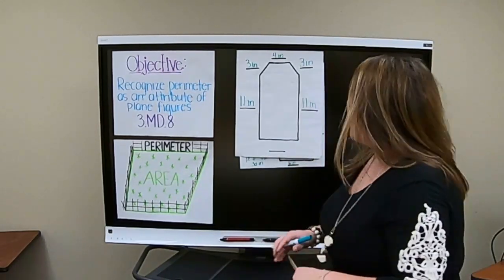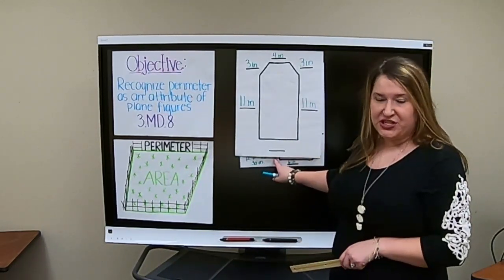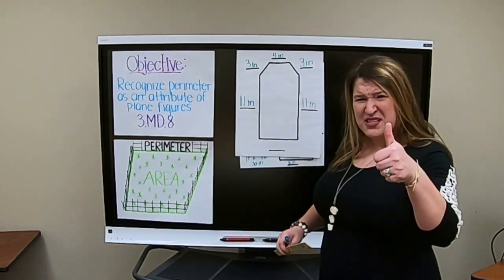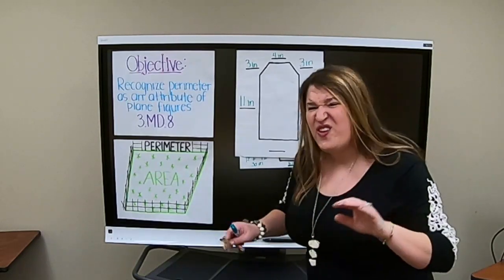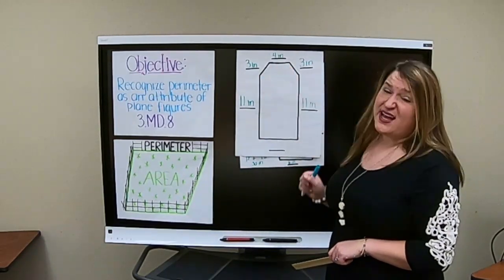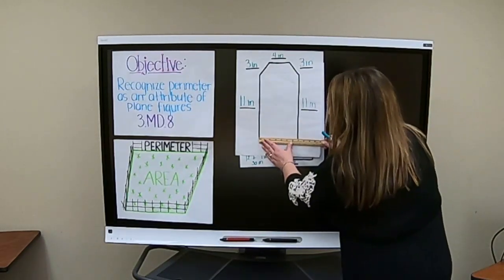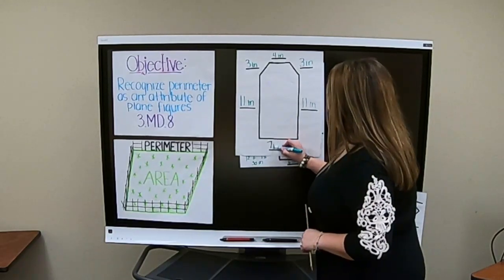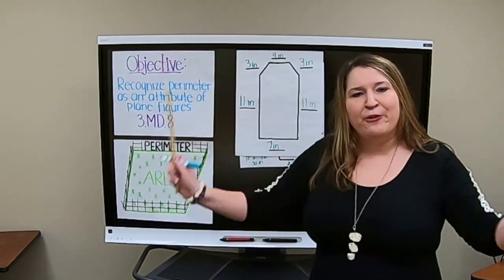Good job. Okay, now we've got the bottom one left to do. Now, are these 2 sides going to be the same length? Thumbs up, thumbs down? No, they're not going to be the same length because this one is clearly smaller, but these lines are parallel. So I'm going to measure the bottom, and my bottom is at 7 inches. Now what do I do?